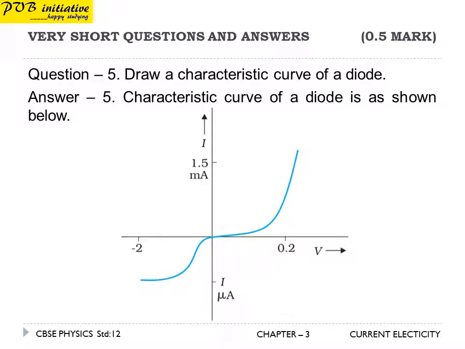Question 5. Draw a characteristic curve of a diode. Answer 5. A characteristic curve of a diode is as shown below.